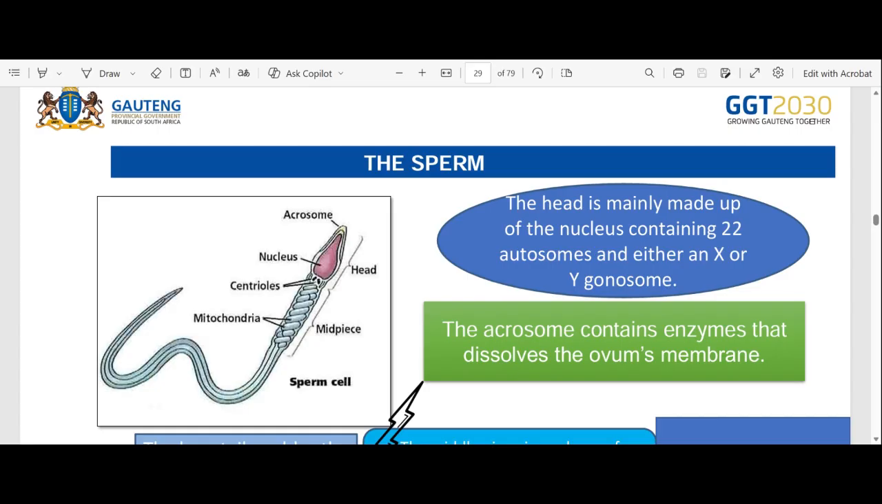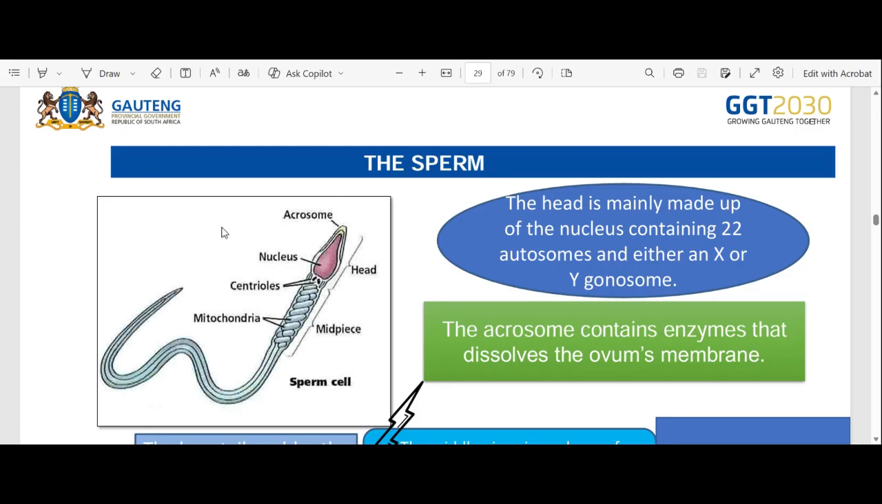So here they're saying gonosome because gonosomes are just sex chromosomes, right? So remember, in the nucleus you get 23 chromosomes: 22 autosomes and either an X or Y chromosome. Then at the tip of the sperm, you have your acrosome. What's the function of the acrosome? An acrosome is an enzyme. It penetrates the membrane of an ovum. I hope that makes sense.